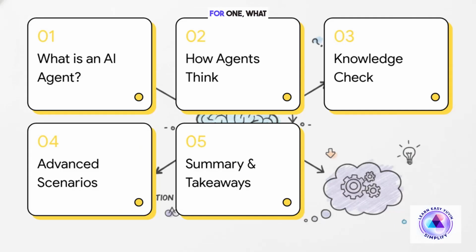Here's our game plan for today. 1. What is an AI agent? 2. How agents think. 3. Our interactive knowledge check. 4. Advanced agent scenarios. And 5. A final summary and takeaways.